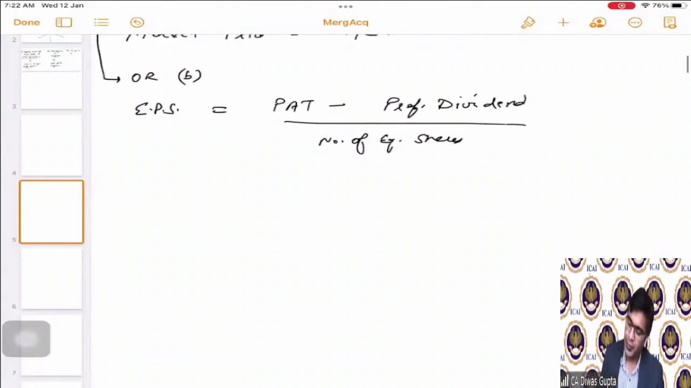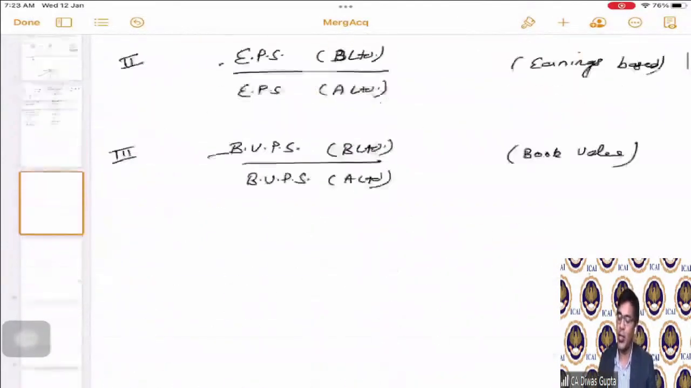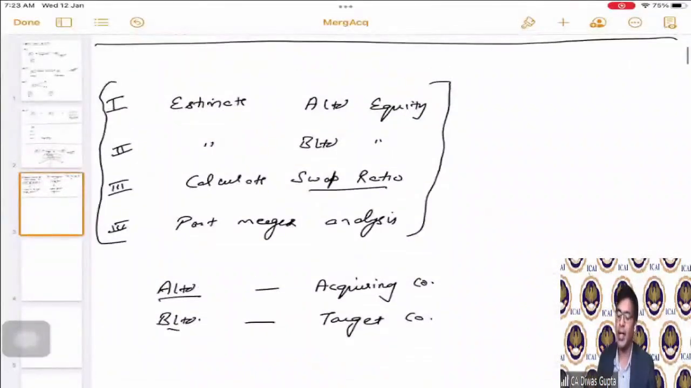Now, sometimes for calculating the EPS, as I told you, these formulas will work for step 1 and step 2, correct? Because till now we are estimating A Limited's KPIs, similarly B Limited's, and similarly the swap ratio. Now, what about post-merger analysis?